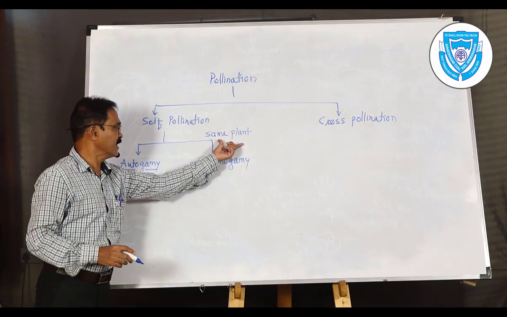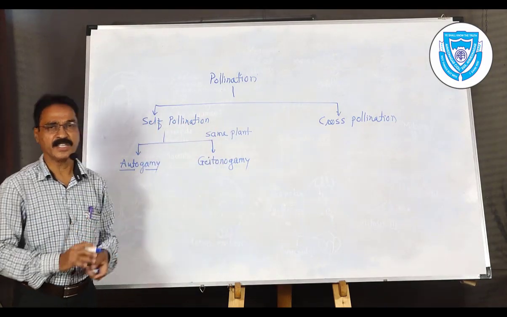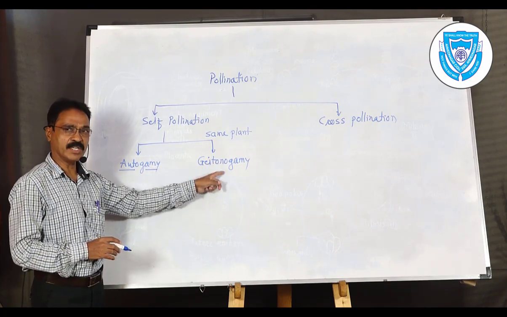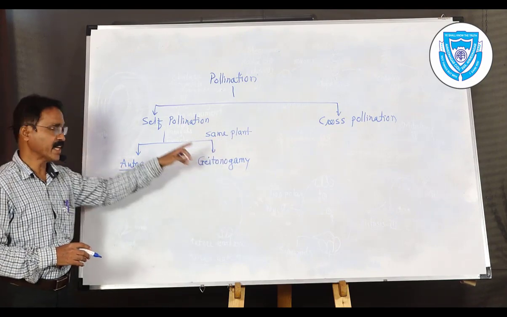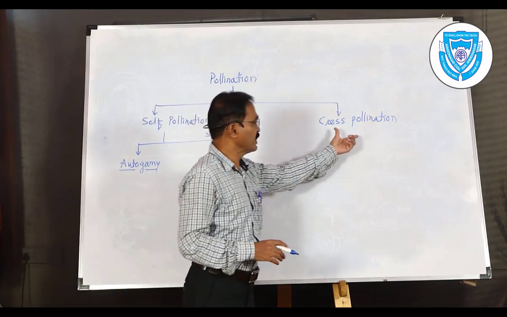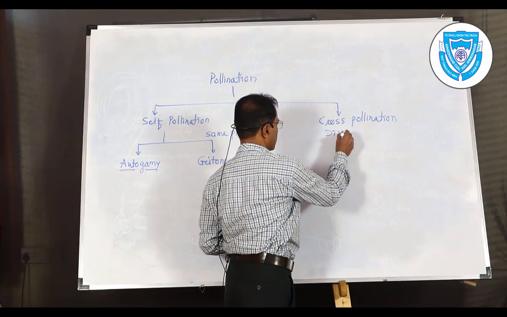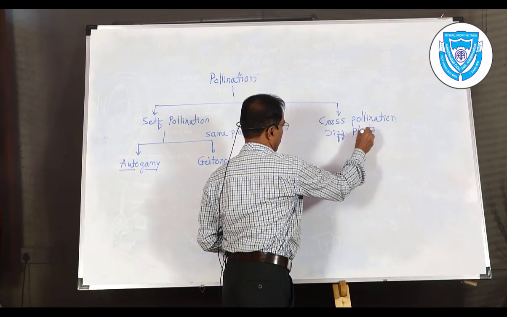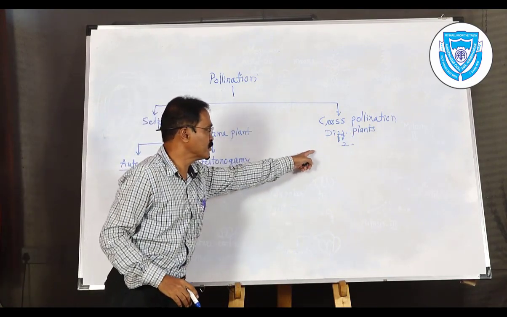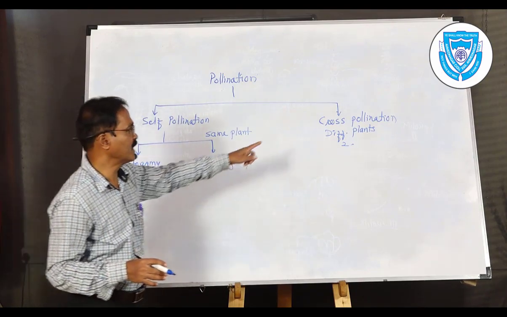So the main criterion of self-pollination is that only one plant is involved. It may be the same flower or a different flower but on the same plant. When the pollination takes place like this, it is called self-pollination. But in the other case, cross-pollination takes place. Cross-pollination is in two different plants. Two plants are involved. That means the pollination takes place between two flowers which are present on two different plants. It is called cross-pollination.